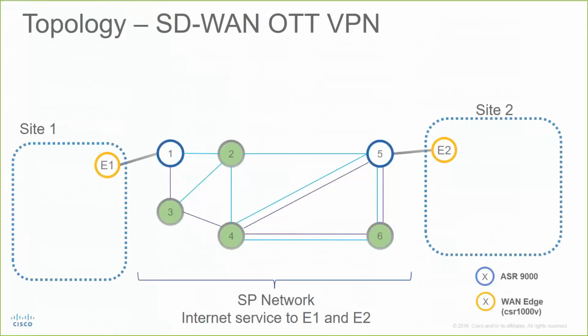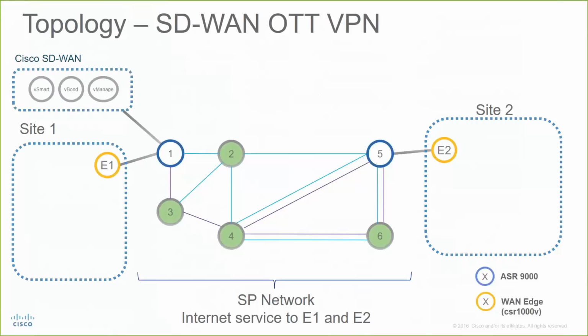This service provider network provides internet connectivity to a pair of sites of an enterprise customer with Cisco's SD-WAN solution. The SD-WAN edge routers are implemented with CSR 1000V. The Cisco SD-WAN controllers are also represented on the top.